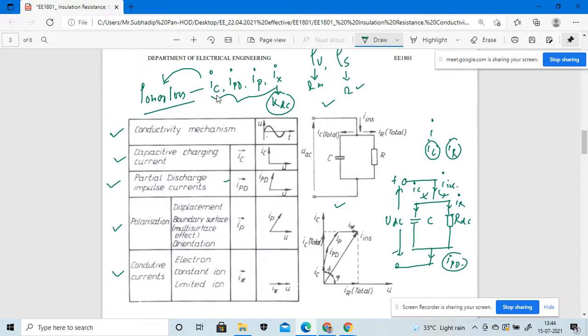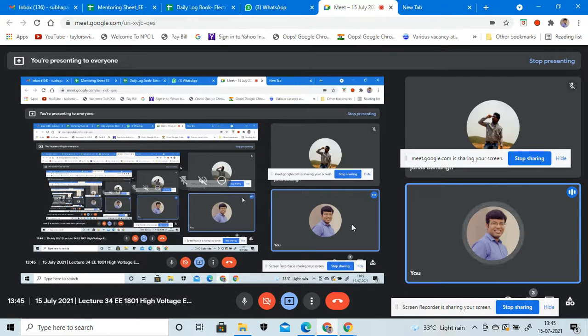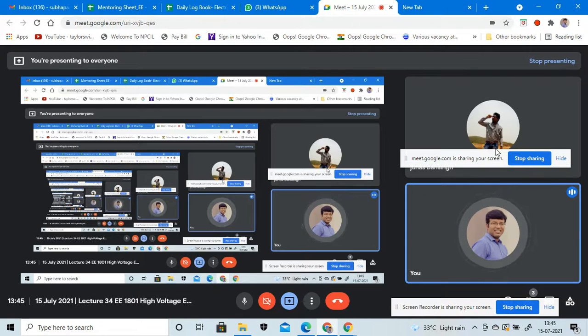So I think we will discuss it in the next class. Is it clear, Jones? Okay, sir. We will stop the session for today. We will discuss tomorrow at the same timing. I will take the other classes. We will start from the power losses: how the power losses will be taken into consideration for the dielectric. That we will discuss.